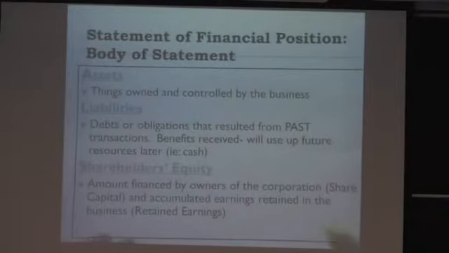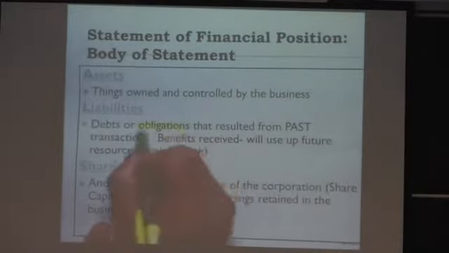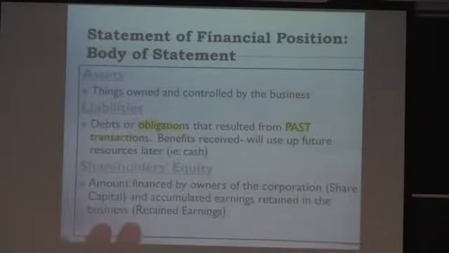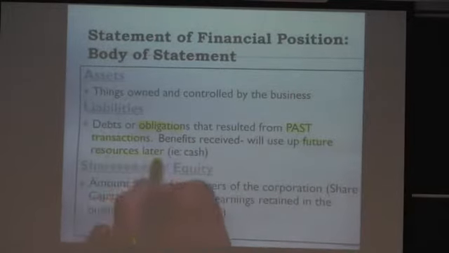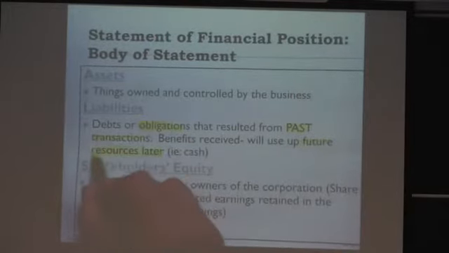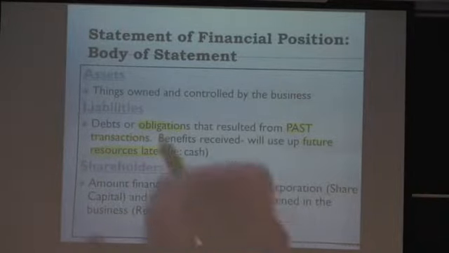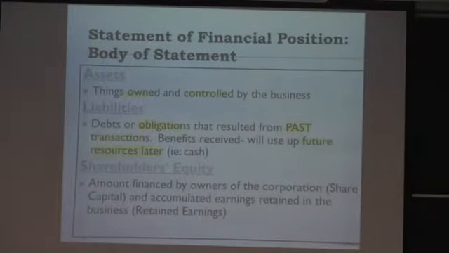So the key definition for a liability is it has to be an obligation. It has to result from a past transaction. It has to result in future consumption of resources. So an asset is things that the company owns and controls. Those are the two key concepts.